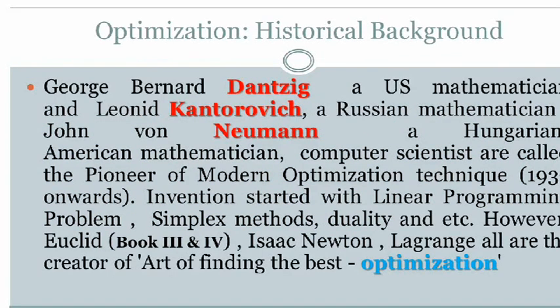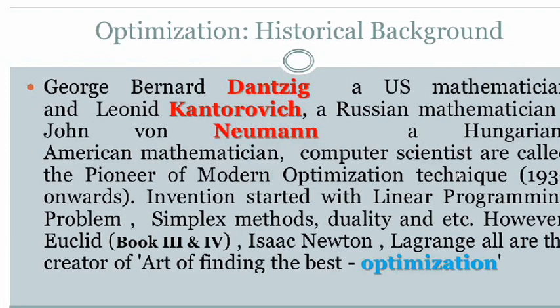Now I want to give some historical background. George Bernard Dantzig, a US mathematician, Leonid Kantorovich, a Russian mathematician, and our well-known John von Neumann, a Hungarian-American mathematician and computer scientist. As we know, the von Neumann architecture is the first modern computer architecture. They are called the pioneers of modern optimization technique.